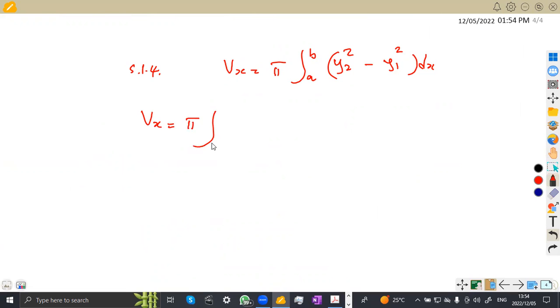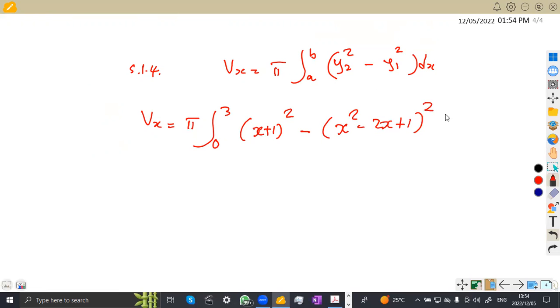So that means V with respect to x is going to be pi. The limits are not changing. It's still 0 up to 3. Now we have to square y2. Remember, our y2 was x plus 1. So now it's x plus 1 squared. Minus y1, and our y1, we used the expanded one, which was x squared minus 2x plus 1.